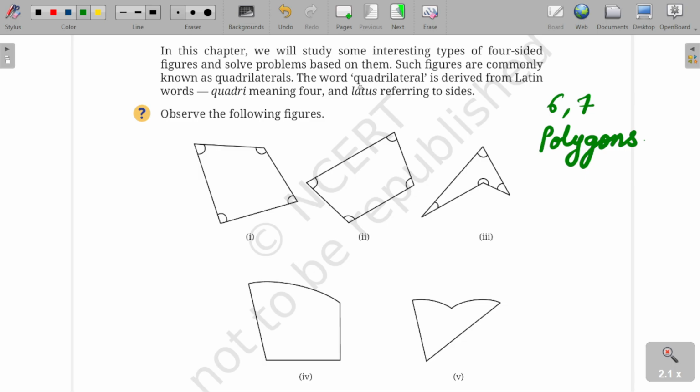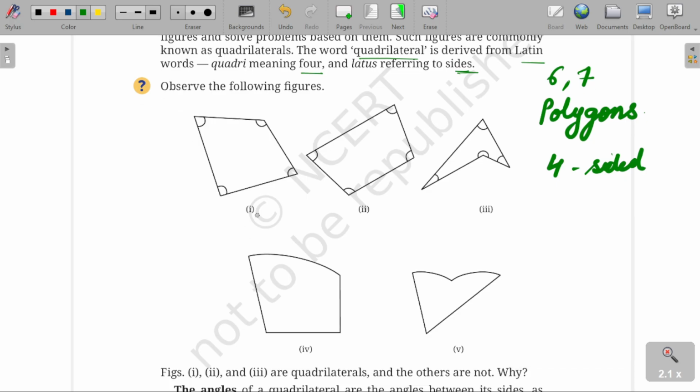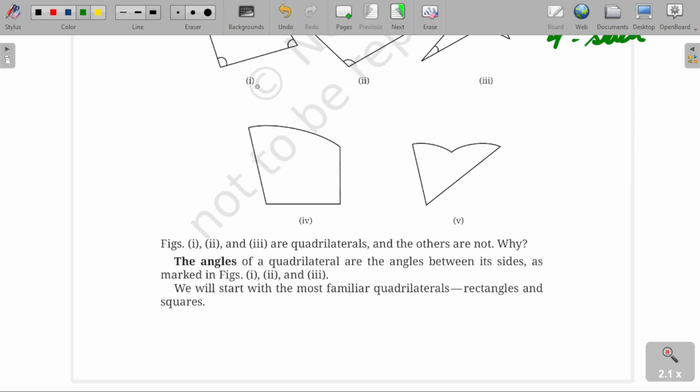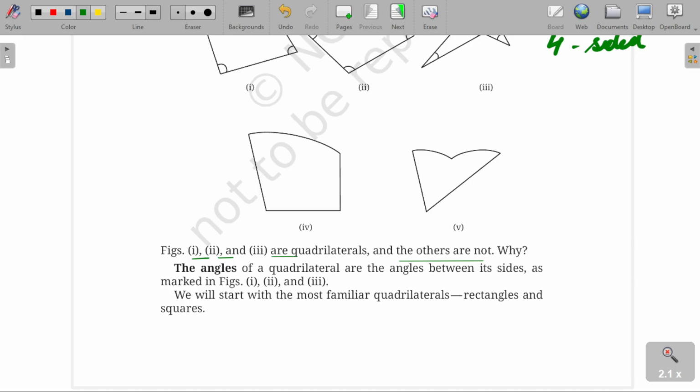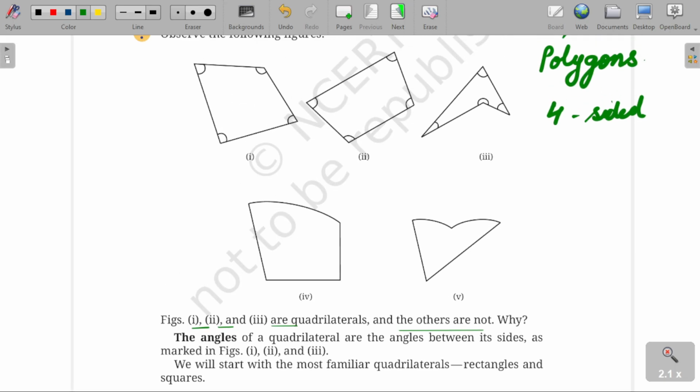Quadrilateral is derived from a Latin word which means four sides. A polygon which has four sides is called a quadrilateral. So it is a four-sided figure about which we will discuss in this chapter. You can see a few examples given here. Observe the following figures. Figures 1, 2 and 3 are quadrilaterals but others are not. Please look here and find the difference between them.